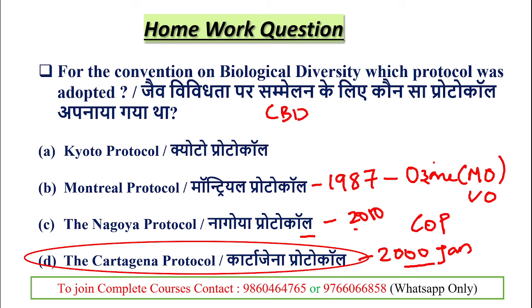And then the Kyoto Protocol. The Kyoto Protocol was held in 1997, and that is for greenhouse gas emission. You can see the short trick, that is KG. KG for Kyoto Protocol for greenhouse gases.